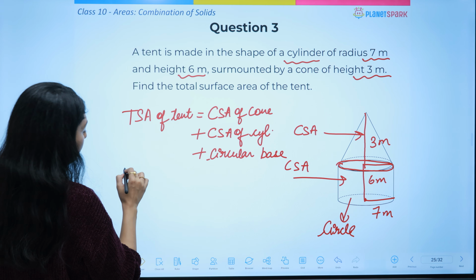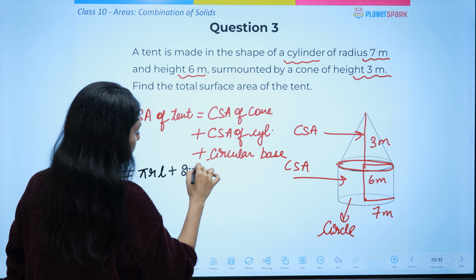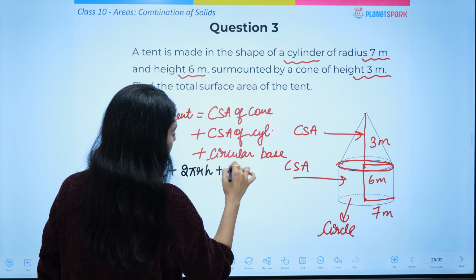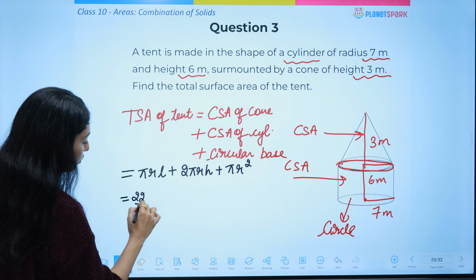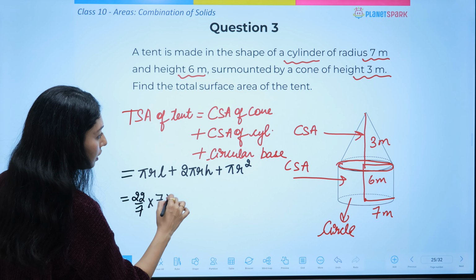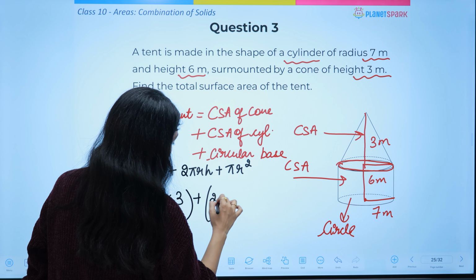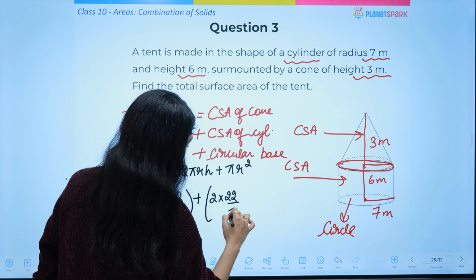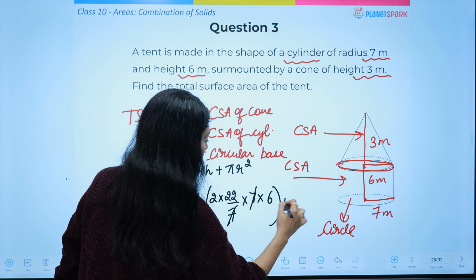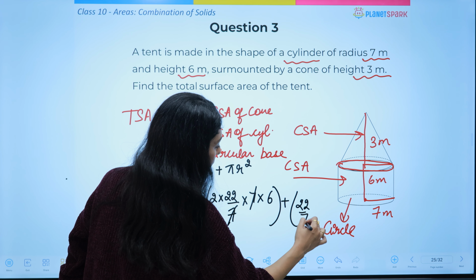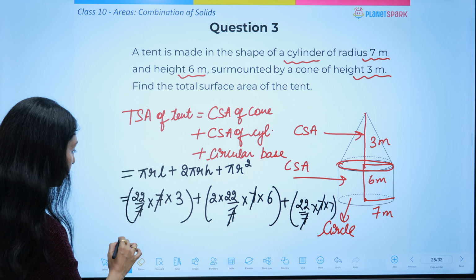Put the formula and plug in all the values. Pi r L plus 2 pi r h plus pi r square. We'll be putting all the values here. 22 by 7 into the radius 7, into slant height 3, plus 2 into 22 by 7 into the radius 7 into the height 6, plus pi r square, 22 by 7 into 7 into 7. Right. So what have we got here?